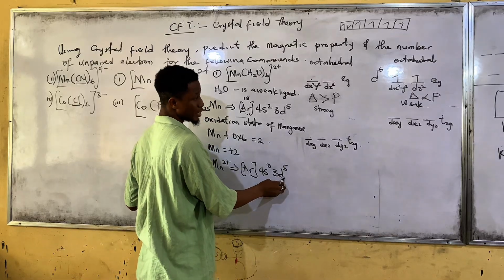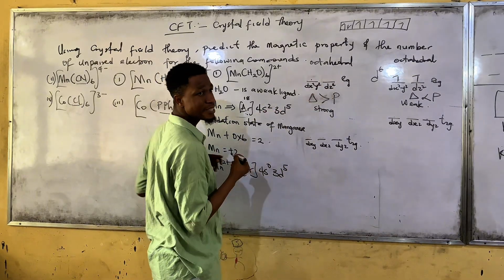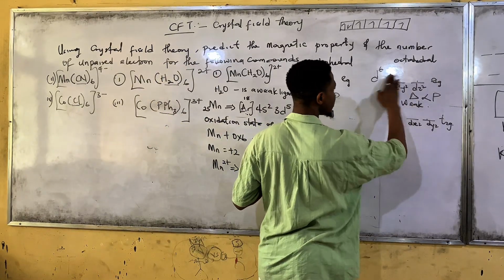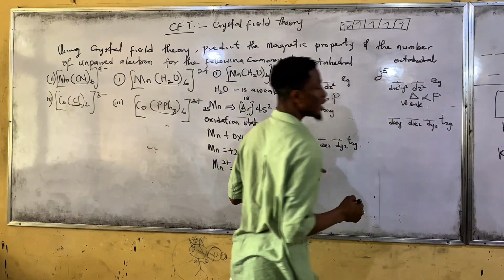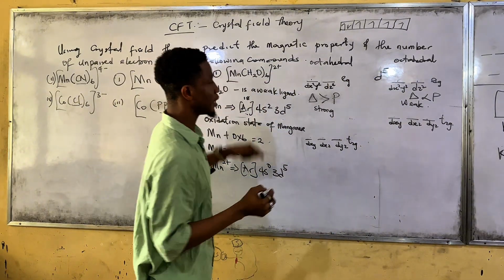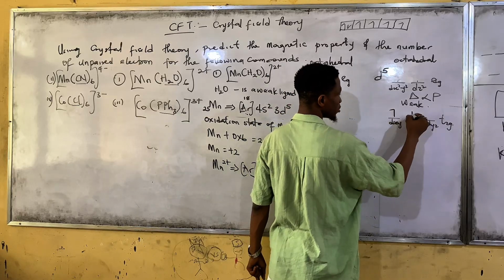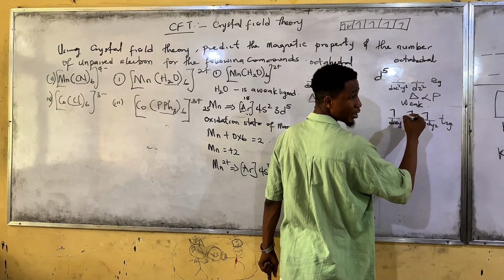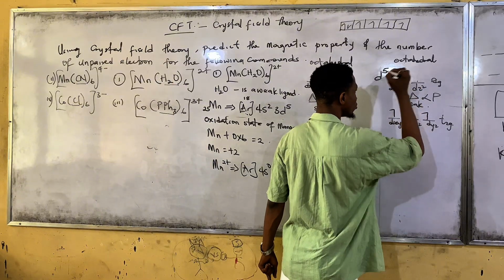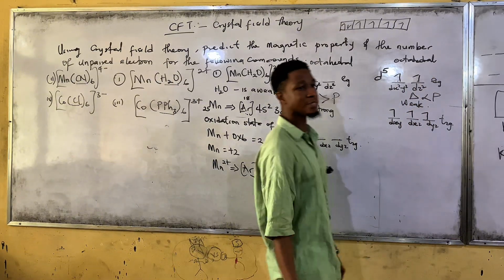So what we now know is that what we are dealing with is a d5, not a d6. So how do we fill the electrons, knowing that it is a weak field ligand? We say 1, 2, 3. Are we going to pair? No, we don't pair. We split.